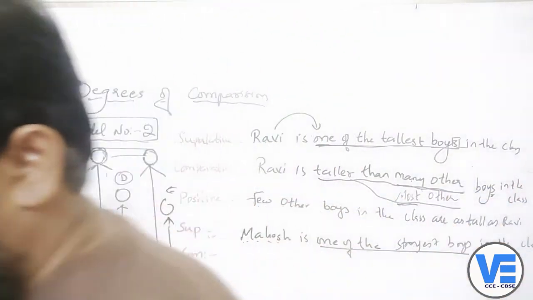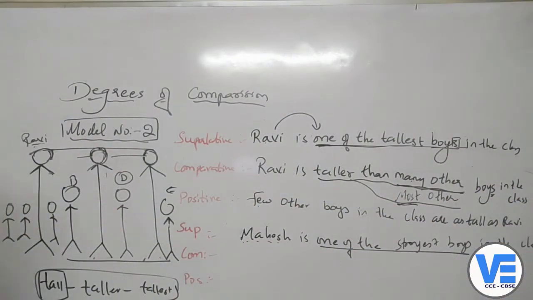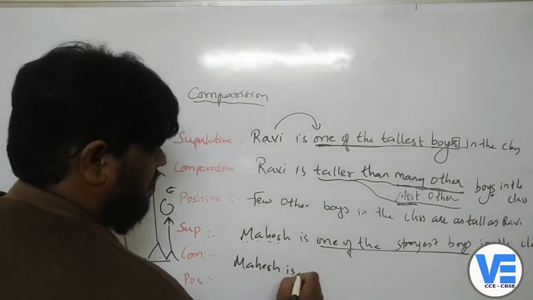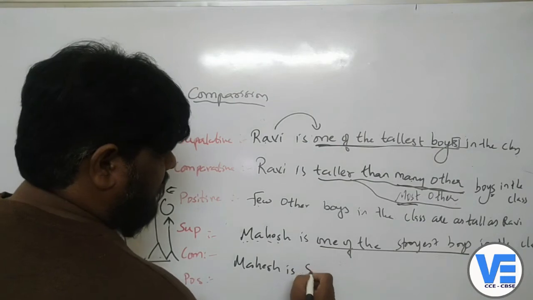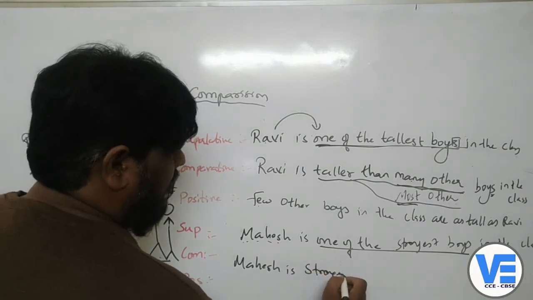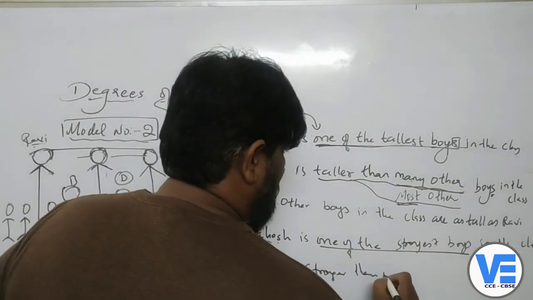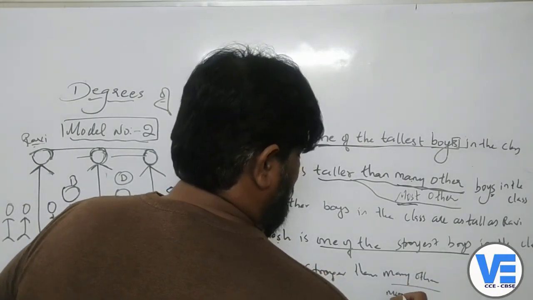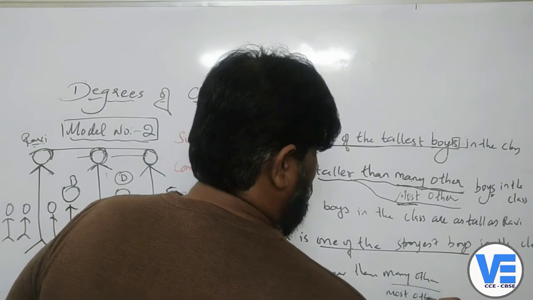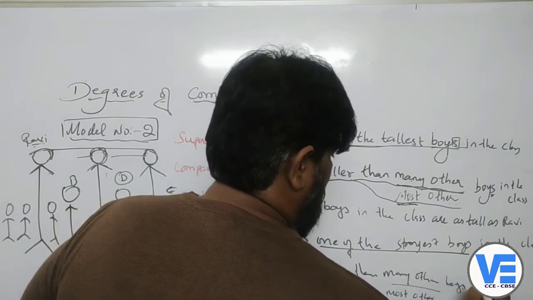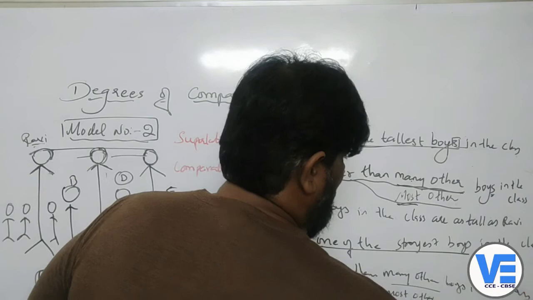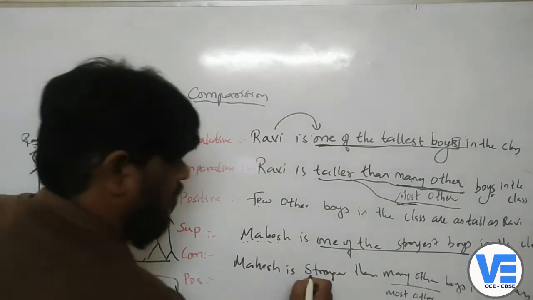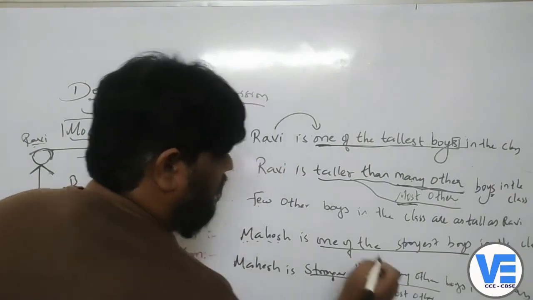So when you come to the comparative statement, how do you write here? Mahesh is stronger than many other, you can also write most other boys in the class. Okay, now coming to the positive. So here I have written stronger than many other or most other.